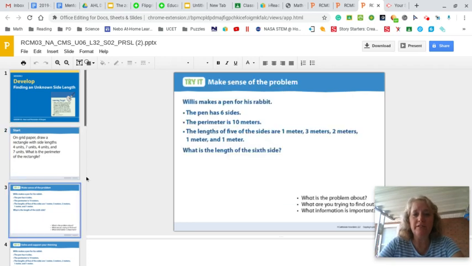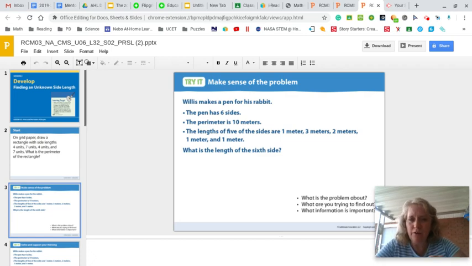So let's do this one together. Willis makes a pen for his rabbit. The pen has 6 sides. How many sides? 6 sides. The perimeter is 10. So in this case, they've already told us that the perimeter, the outside of this rabbit cage, is 10 meters. Okay, and it has 6 sides. So the length of 5 of the sides are given. The first side is 1 meter. There's 3 meters, 2 meters, 1 meter, and 1 meter.